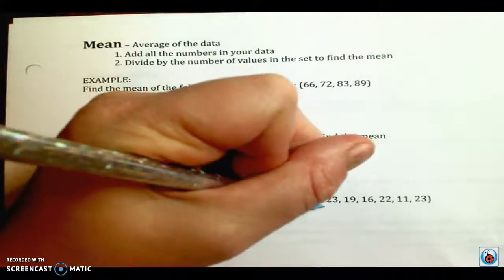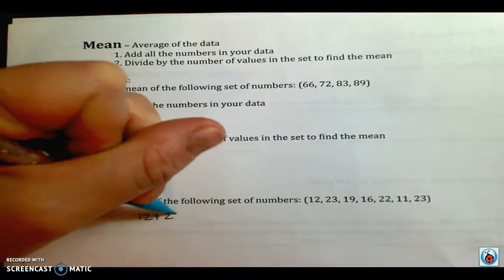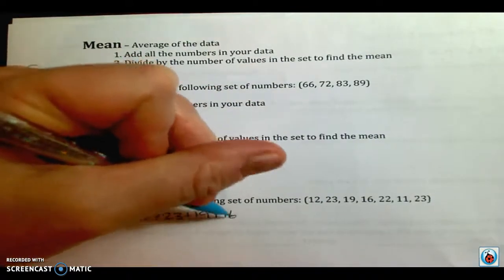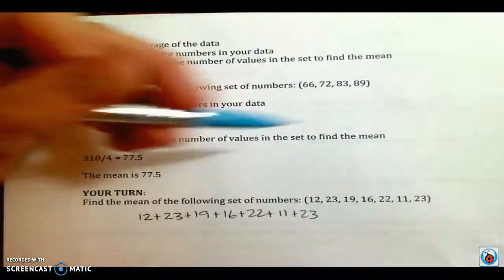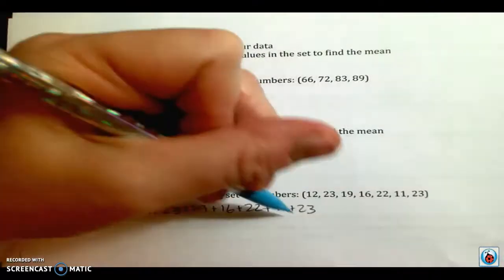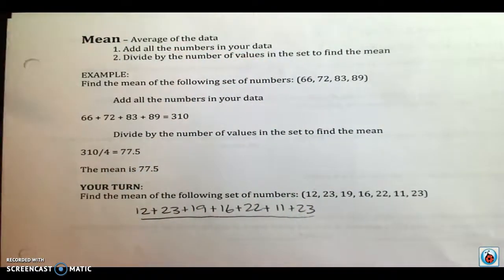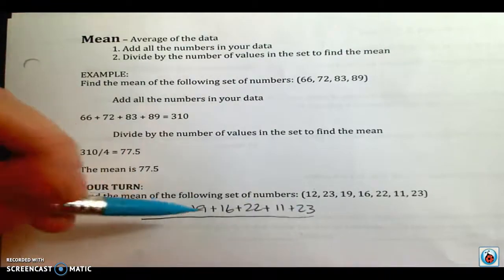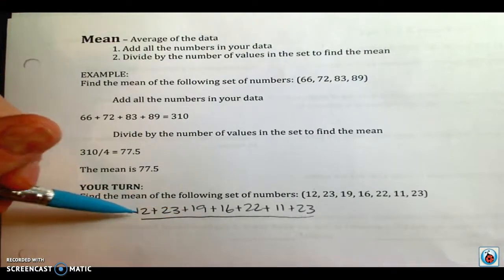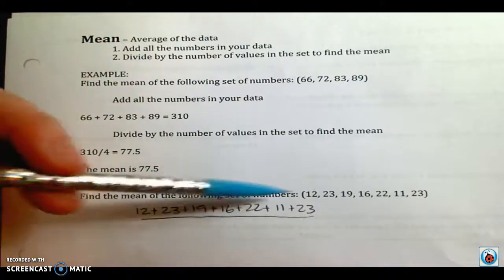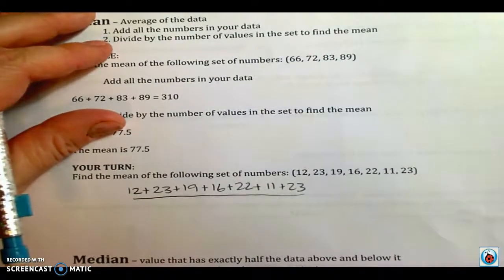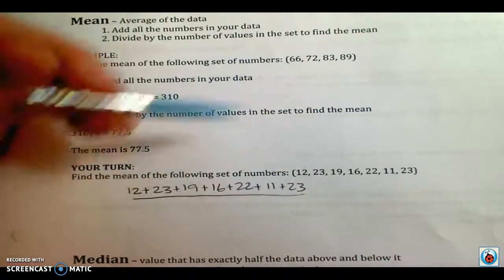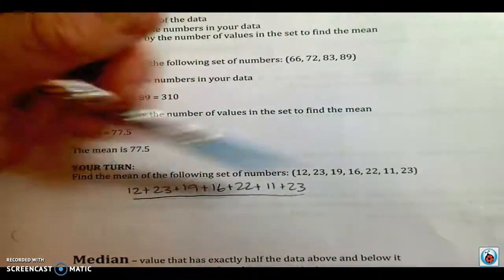So I can just take this and put this in my calculator. I'm going to take 12, 23, 19, 16, 22, 11, and 23. I'm showing you what I'm putting in my calculator, because when you turn in work, or if it's a test or a quiz, if you just give me the answer and let's say you accidentally put in a 10 instead of an 11, or your work doesn't match your answer, that gives me some information about what might have gone wrong. So we're going to add up all these numbers, and we're going to divide, remember that fraction bar means divide, by how many there are.